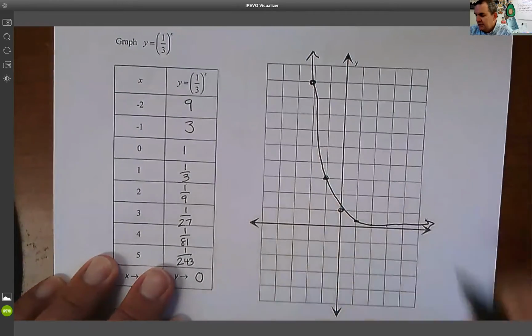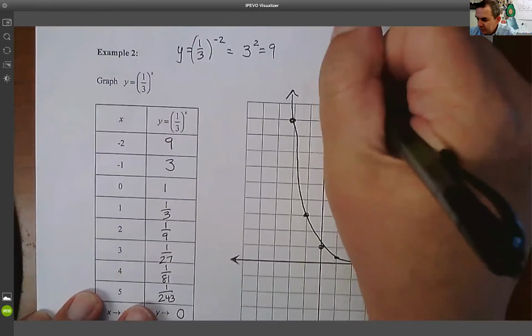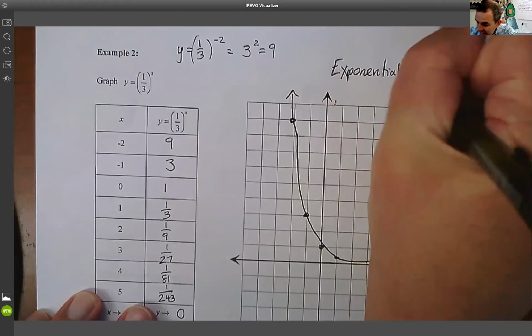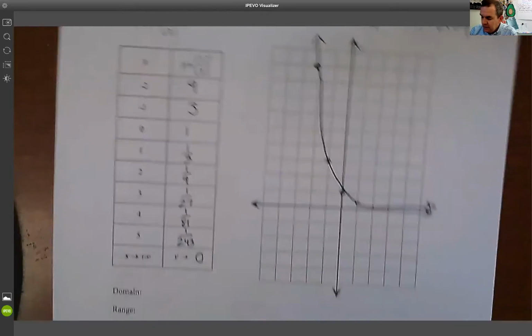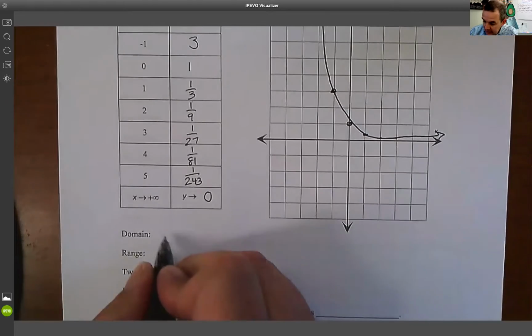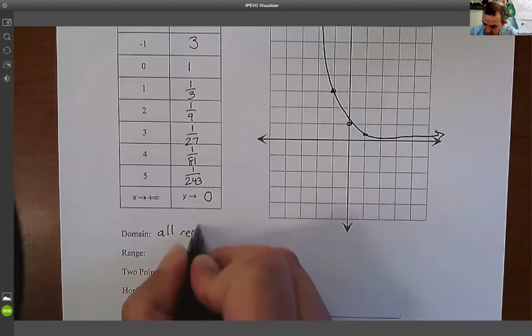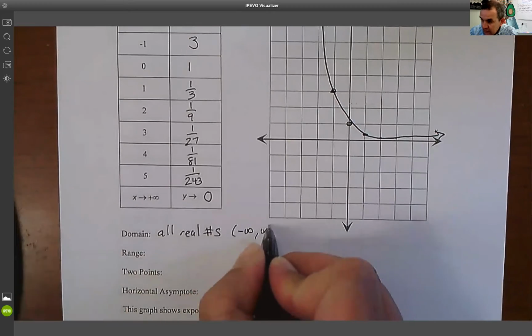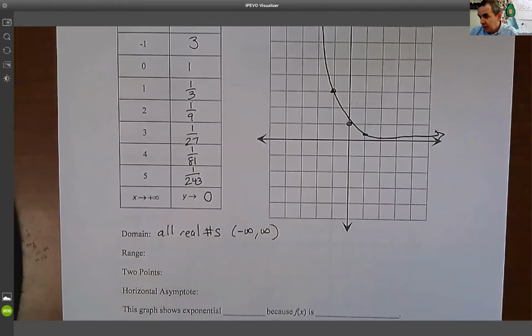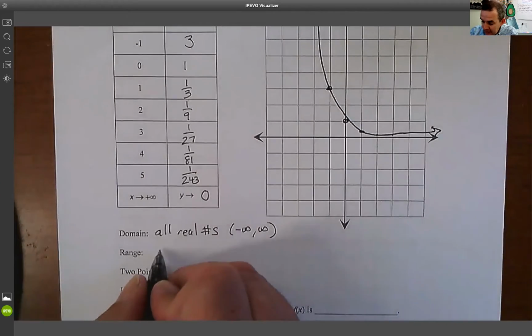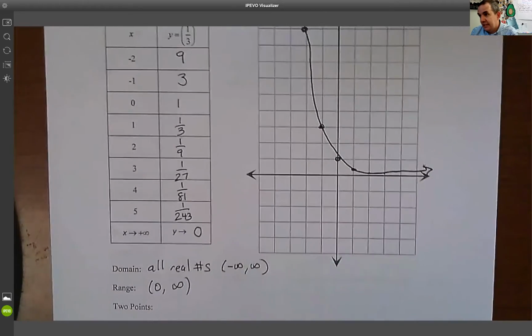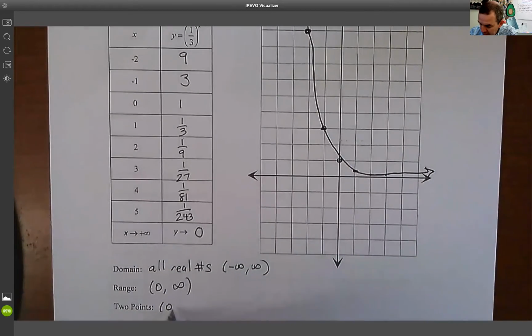What we're going to see is that this one right here is an example of what's called exponential decay, because it's going down. But again, the domain is all real numbers, or in interval notation. The range, again, is always going to be positive, so it's 0 to infinity. In this case, 0, 1 is going to be one of my points. That y-intercept is the same.